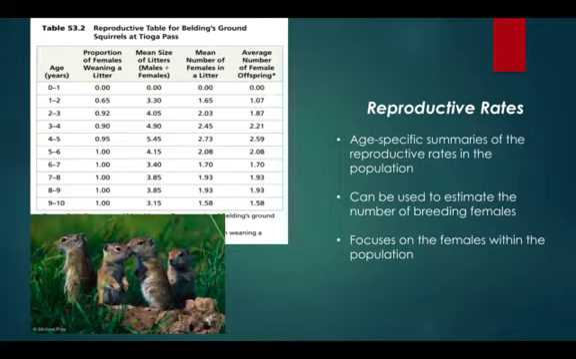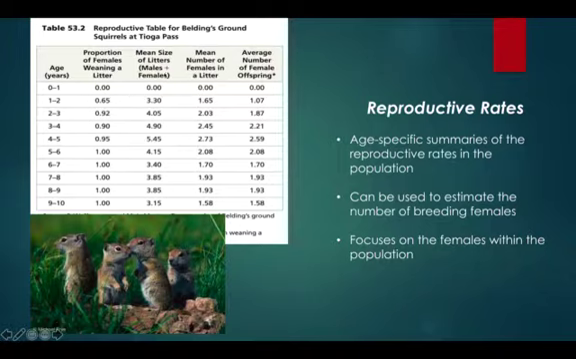So this is a reproductive table for those same ground squirrels, the Belding's ground squirrels. We have age in years, so 0 to 1, 1 to 2, 2 to 3. Our oldest individual is 10 years old in this case. Proportion of females weaning a litter: this is the number of females who have a litter. The young ones don't have litters. And then as we go, we see that 65% are weaning a litter between the ages of 1 and 2. And then we have these guys here that are all weaning litters, pretty high rates.